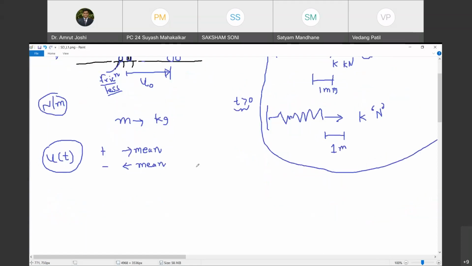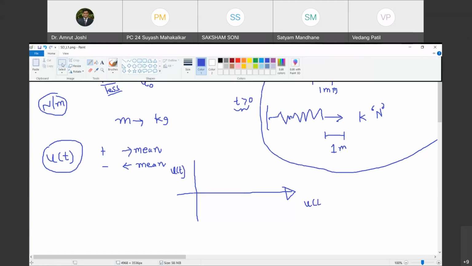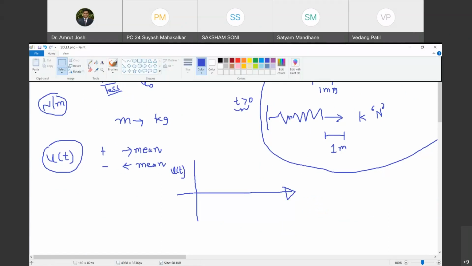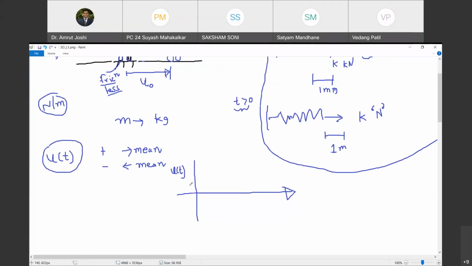Okay, even before solving this problem mathematically, let us try to plot this displacement of the block, u of t, as a function of time. Mind you, it is not u multiplied by t. The bracket represents that u is a function of time; t is the argument for the function u. Are you with me? Yes, sir.